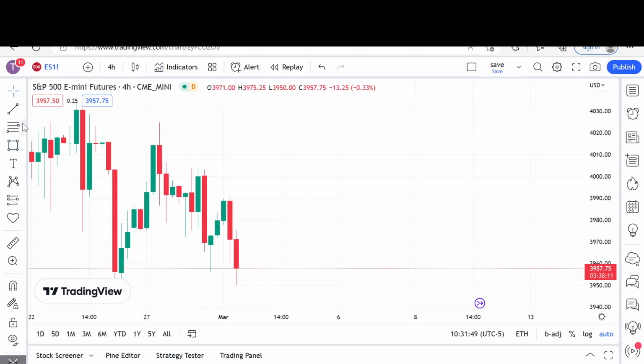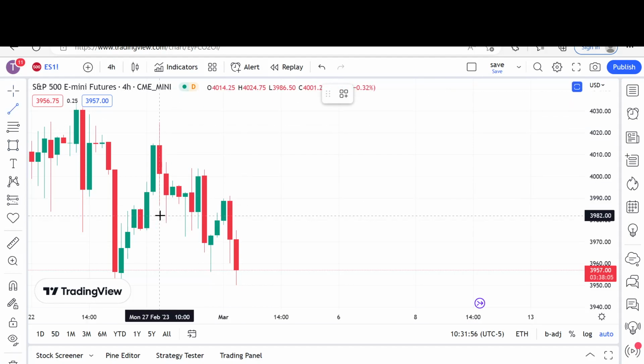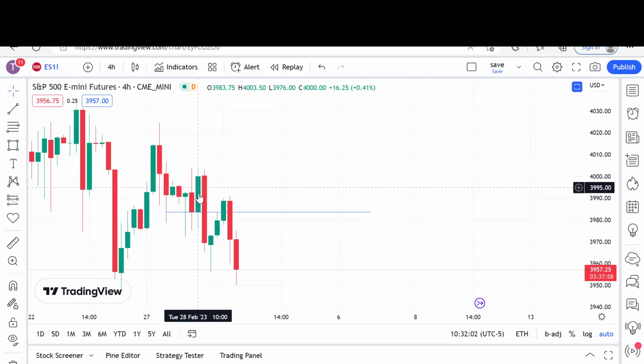So here's the order block. All of this is an order block. See that? Here, let me get a trend line. We're going to take the body. So why do I do the body? Because that's where the bulk of the volume is traded. So there's your bearish order block. Look at my cursor again.